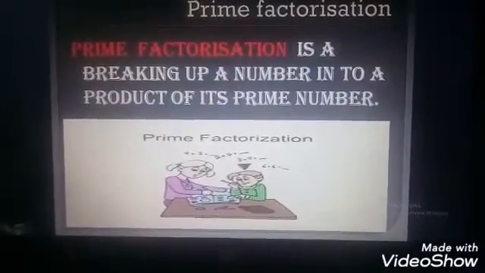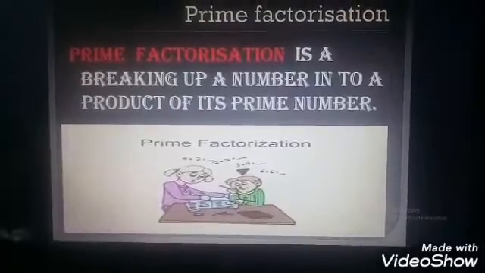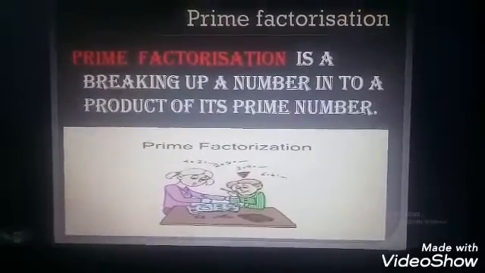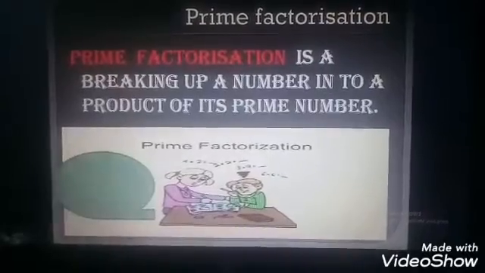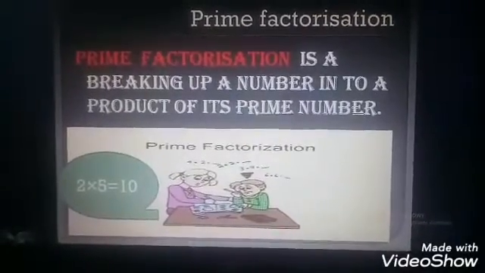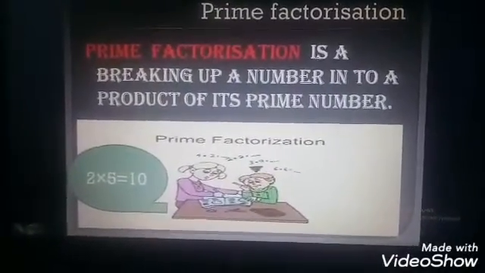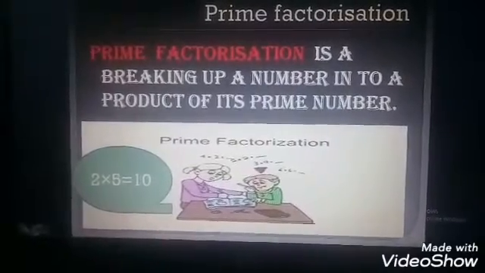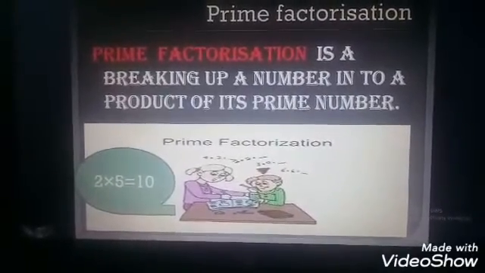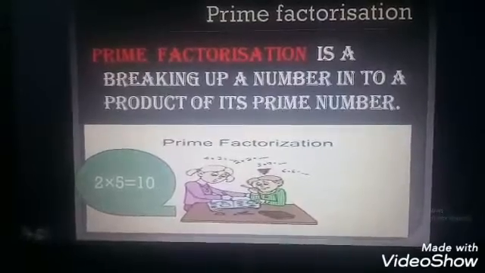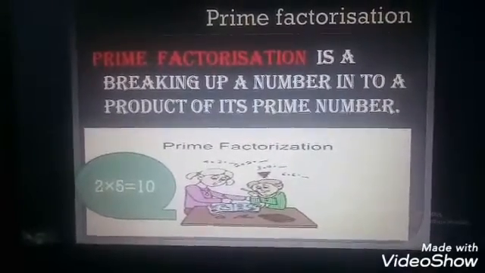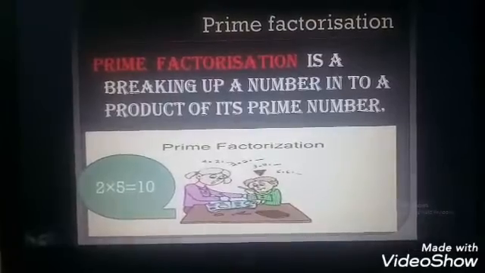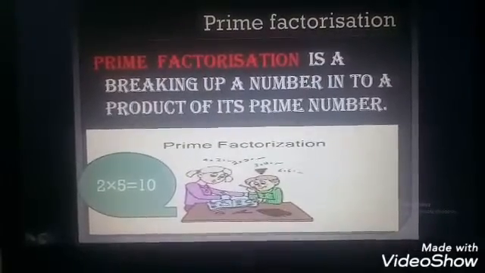Meaning, breaking a composite number into the product of its prime numbers. Look at the example. 10 is a composite number, while 2 and 5 are prime numbers. It means the breaking of a composite number into prime numbers is called prime factorization. Okay class, let's start to break up the composite numbers into prime numbers.